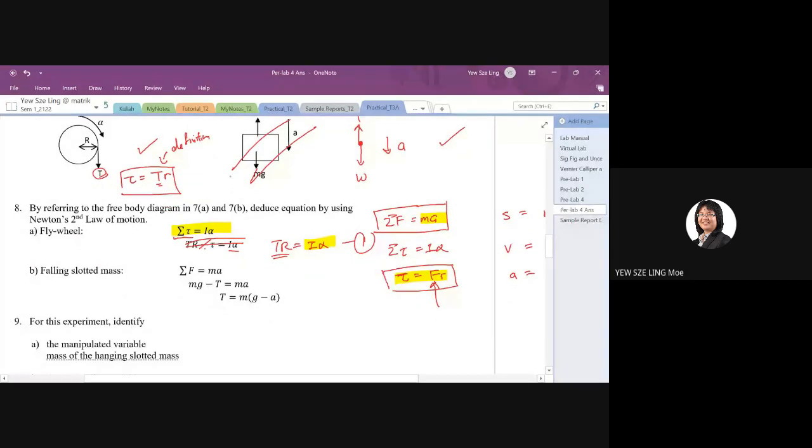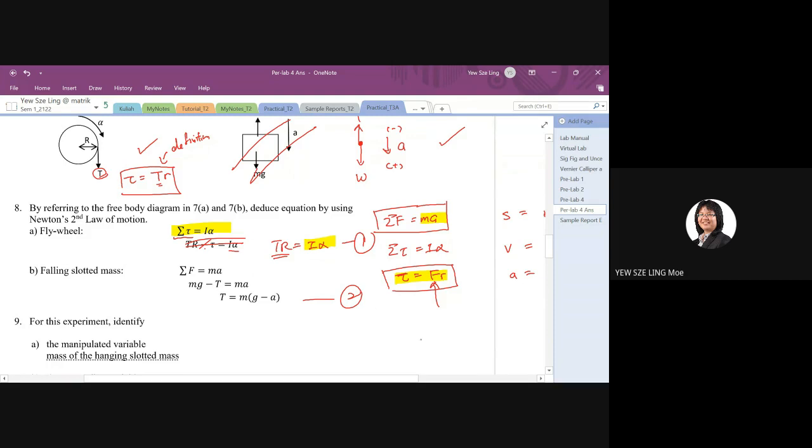And then for the falling object, we use summation F equals to MA. So A is going downwards. Downward is positive, upward is negative. Therefore, I use W, which is mg, minus T, equals to MA. So T equals to M bracket G minus A. This is your second equation. So you have two equations. In an assignment, usually you need to form these two equations in order to find the final answer.